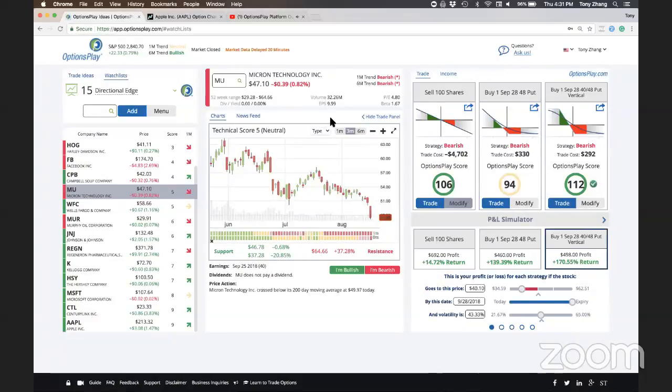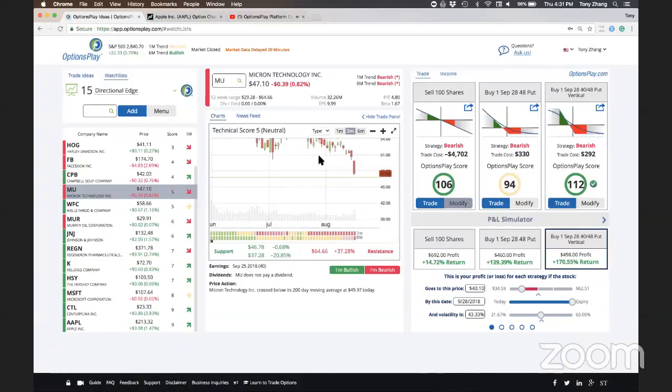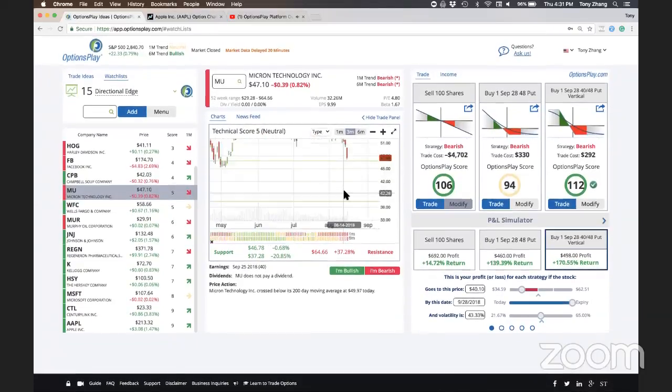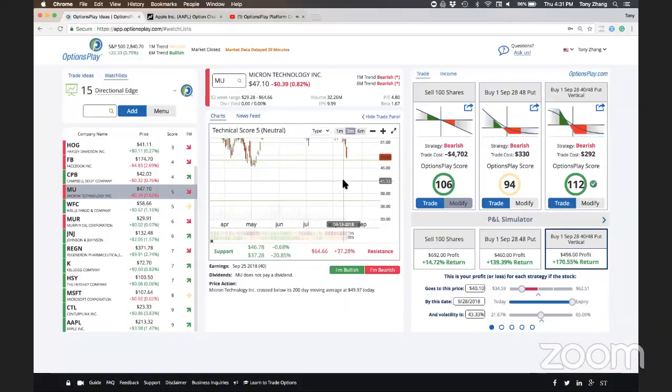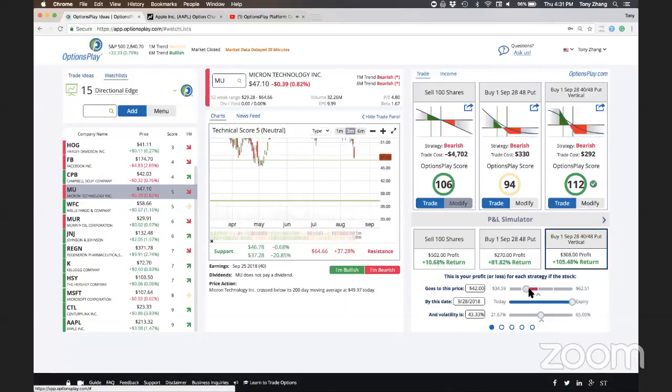So Micron's trading at $47 right now. What happens if I think the stock's going to drop down to 37, which is the next support level, or somewhere in between that? Let's say I think the stock's going to go down to 42. This allows you to, instead of having to pull up the delta and calculate how much money I'm going to make if the stock goes down by $5, just calculate all that for you so that you don't have to do any of these manual calculations.